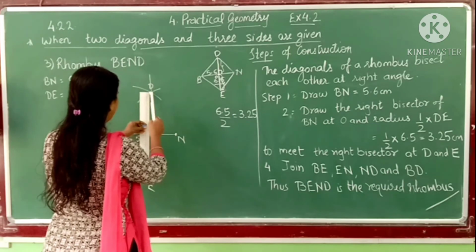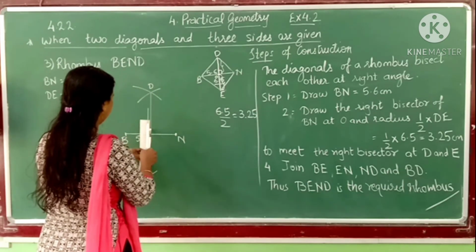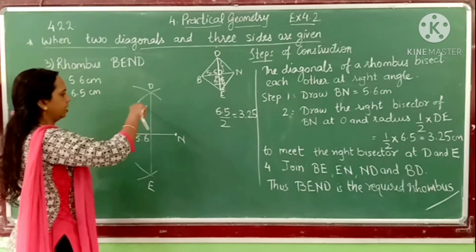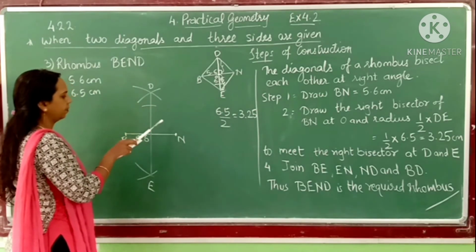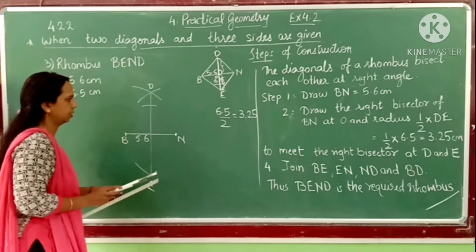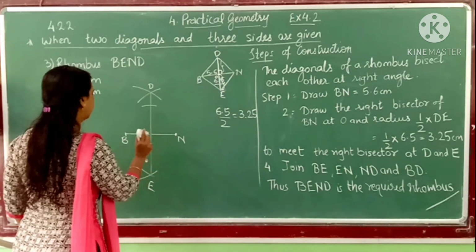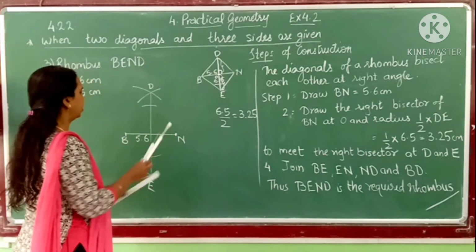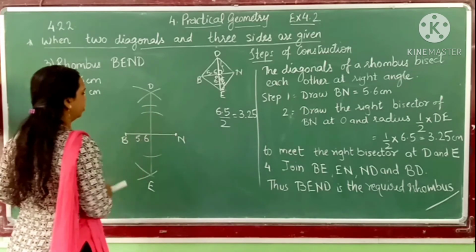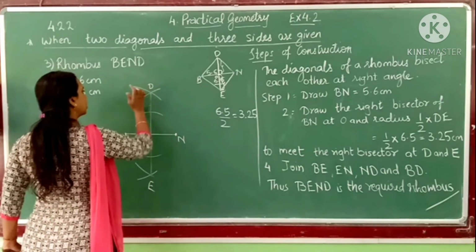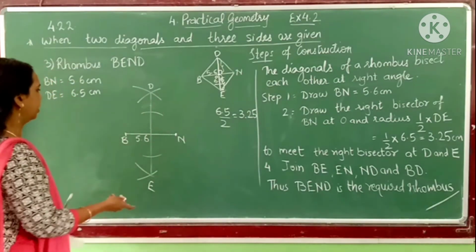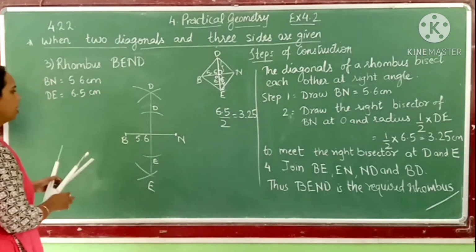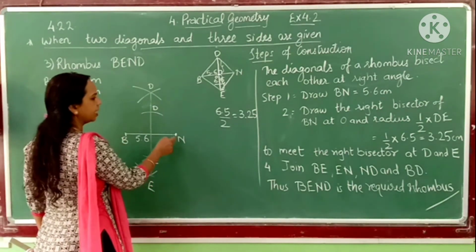So when you draw one line over here, you get the center. Now 3 lies somewhere here, 3.25. Okay, and here 3.25 is here, and another 3.25 above is here. Okay, so now you can join. Here you can write the point D, and here you can write the point E now. Okay, so here you can join BE and ND and DB.